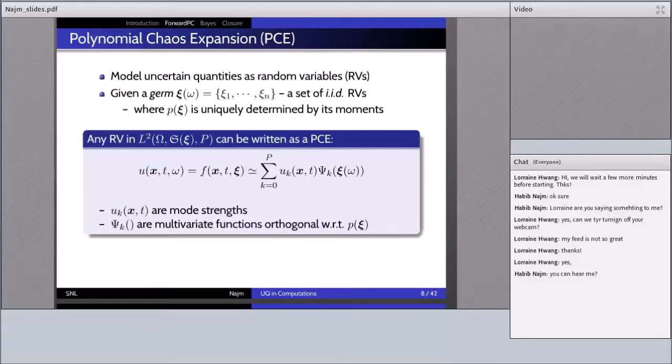Once you say it's a function of xi, then you can represent it as an expansion in terms of a set of polynomials that spans the space. And in this case, we're writing a sum with coefficients u sub k and functions c sub k of xi. So very much like a Fourier expansion, this expansion has coefficients and has functions. The functions, as in Fourier representations, sines and cosines, which are orthogonal. These functions are not sines and cosines, but they're chosen to be a set of orthogonal functions with respect to the density of xi.